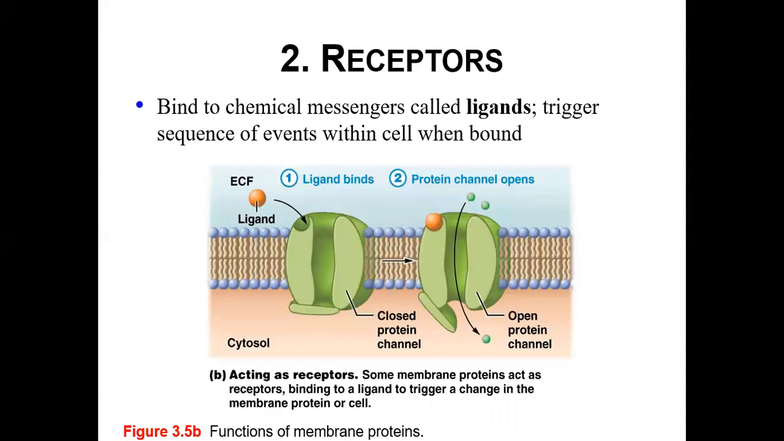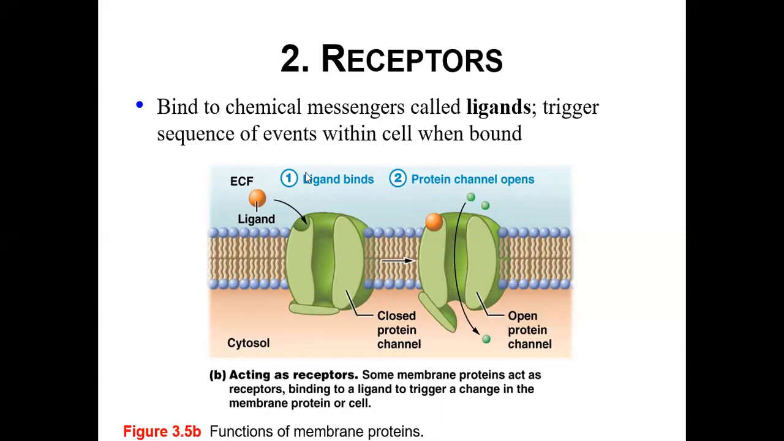Number 2 are receptors. Some proteins are receptors. Some membrane proteins are receptors. And by definition, a receptor is something that's going to bind to some kind of chemical. And that chemical messenger a lot of times is called a ligand. That's just a vocabulary word.